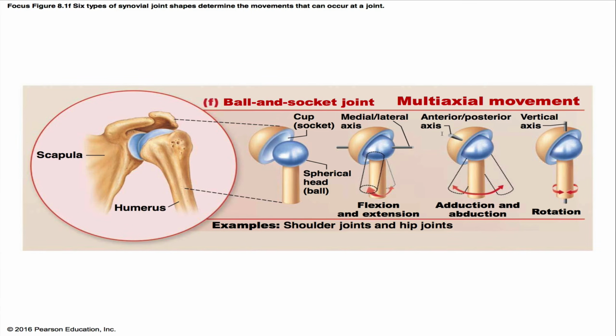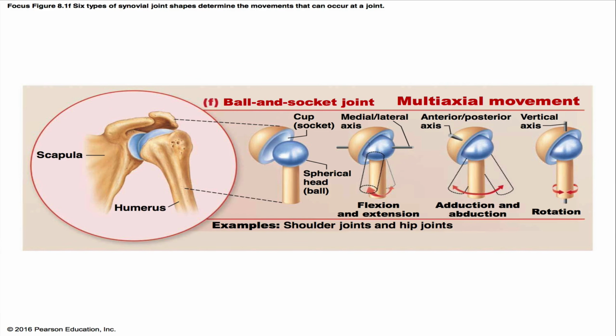Finally, we have the ball and socket joint. Now, this is an example of your shoulder joint. You can also find this at the hip joint. So here you have the head of the humerus over here, and then it's going to be articulating at the glenoid cavity of your scapula. So what we have over here is, again, a cup-shaped socket, and then you have the spherical head or the ball of the articulating bone.